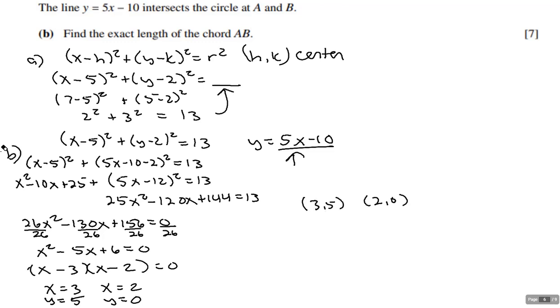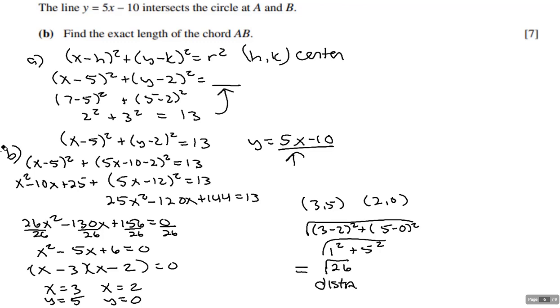Because keep in mind that at the end of the day, they asked me to find the length. And I need 2 points in order to find the length. I just used my distance formula, which you all remember from Math 1. And I get an answer of square root of 26, which is the distance between those 2 points.